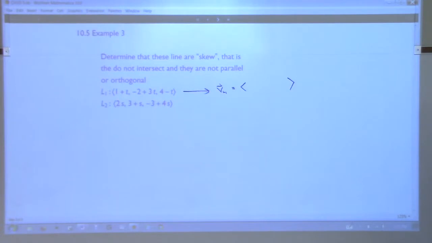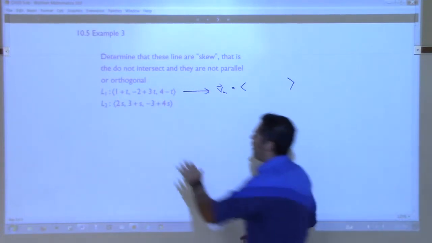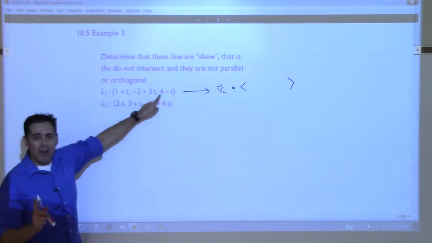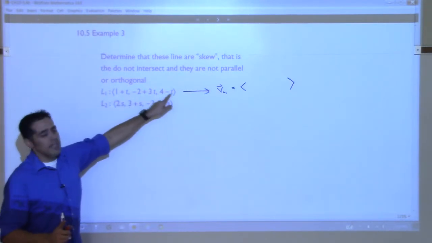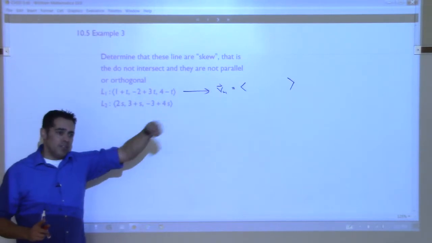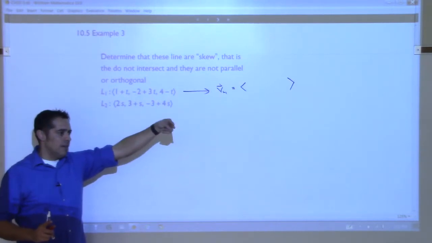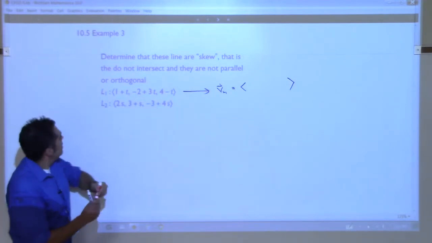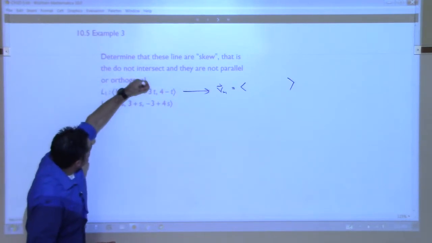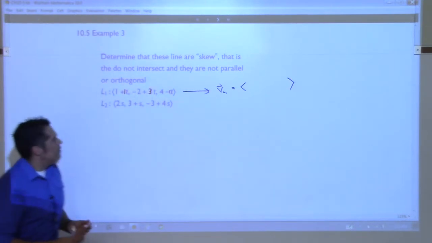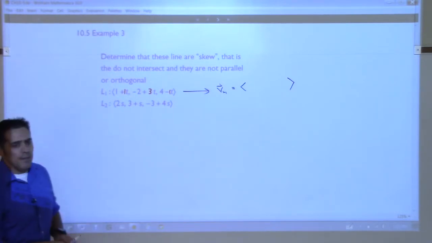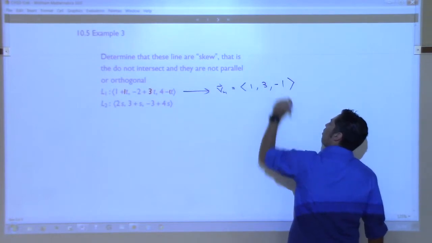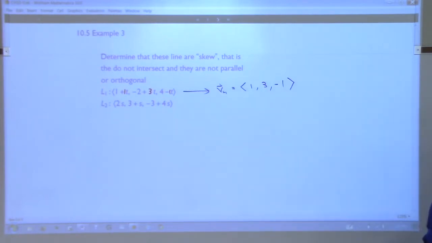Take out R naught. Okay, so R naught is where here? In this, the 1, the minus 2, and the 4, that's R naught. And then everything with a t in it was what we got after we distributed the t through the direction vector, right? So shouldn't the coefficients on the t be our direction vector? There's a 1 here, and a 3 here, and a negative 1 there, right? So the direction vector of L1 is the vector 1, 3, negative 1. We all on board with that?